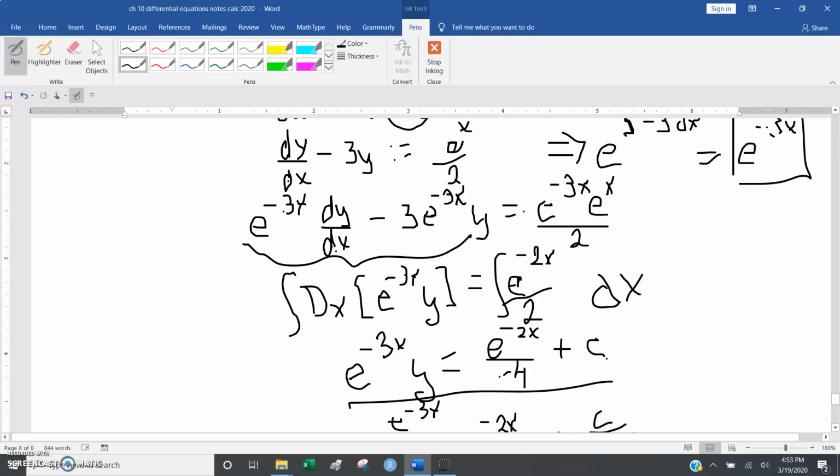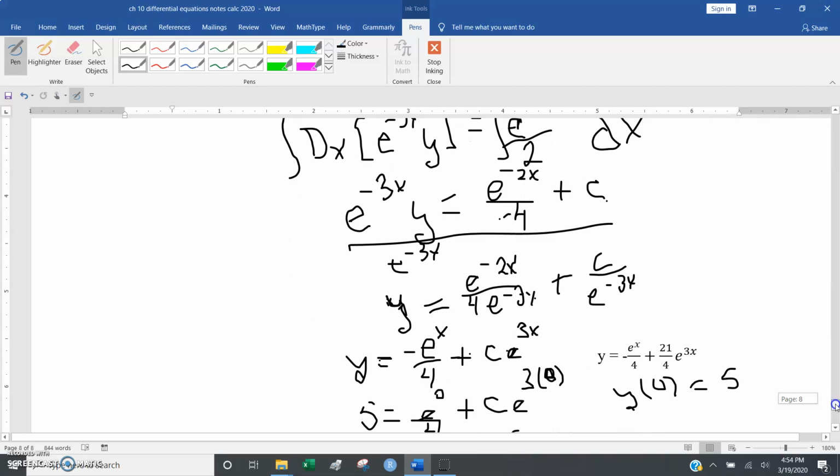You must solve for y, so everybody gets divided by e^(-3x), giving you y equals e^(-2x)/(4 e^(-3x)) plus c over e^(-3x). Simplifying your equation, so you know you subtract exponents here, we get minus e^x, oh, I forgot my negative sign up here, I lost it, minus e^x/4 plus c e^(3x).